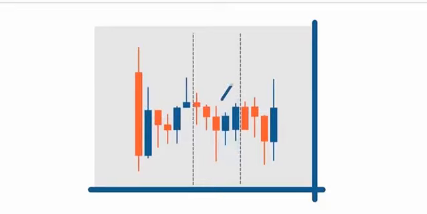This signals that the buyers are in control, and so it is likely that the price will reverse to the upside. When it forms, your trading software will plot a fractal below the lowest low.